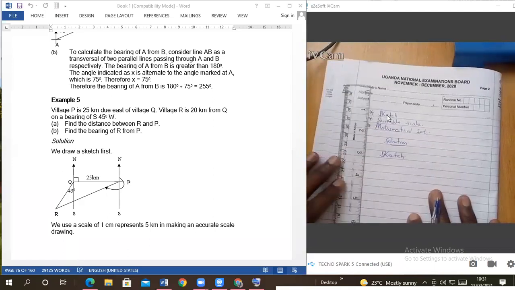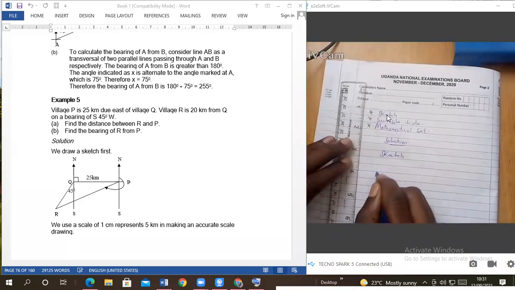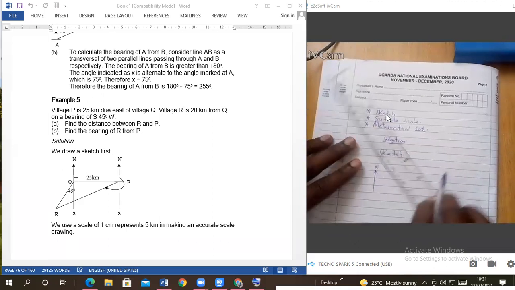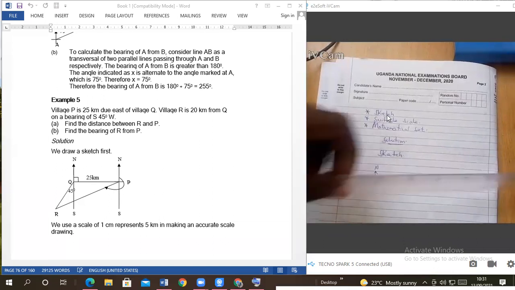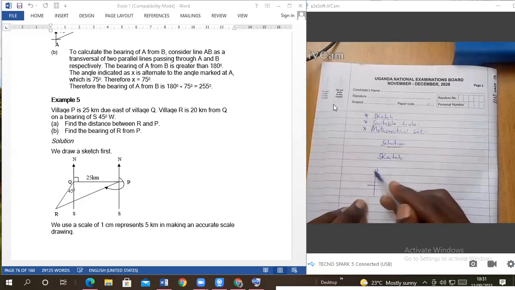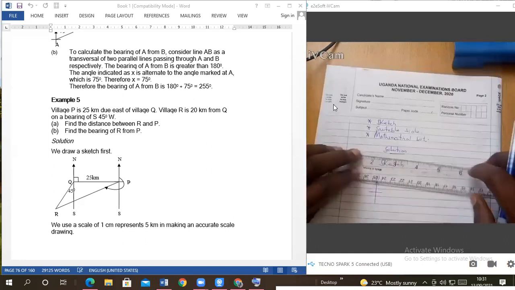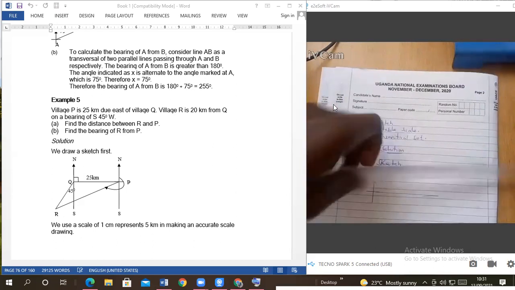Let's start, members. Follow me. This is north. Members, when you look at that question very well, I'm saying village P is 25 kilometers due east. Where is our east? Due east means in line with east. This is north, this is east, not so? So due east is going to be in the same line here. So you project that line like that.